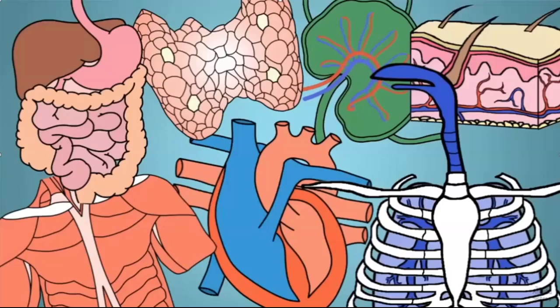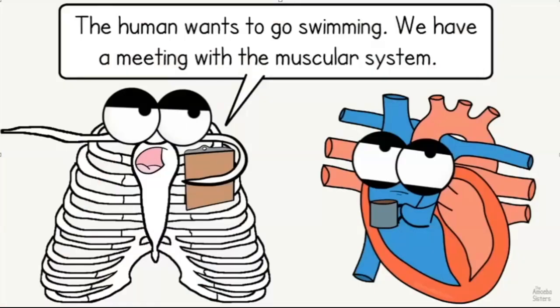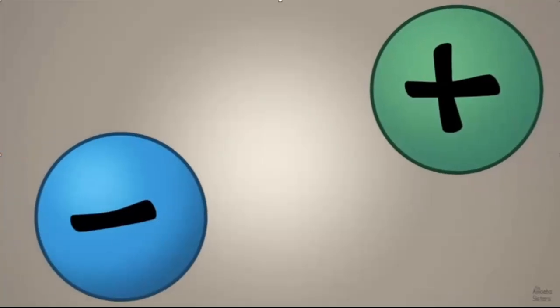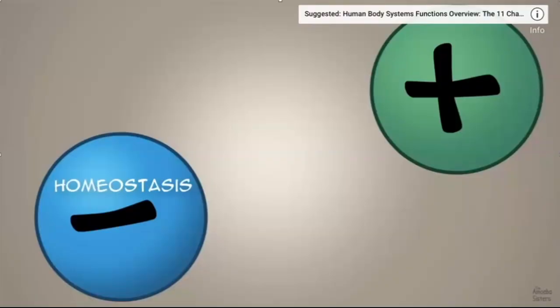See, we've mentioned the major body systems before and that they work together. And today we're going to talk about how they work together using something called positive and negative feedback, and also how this relates to homeostasis.